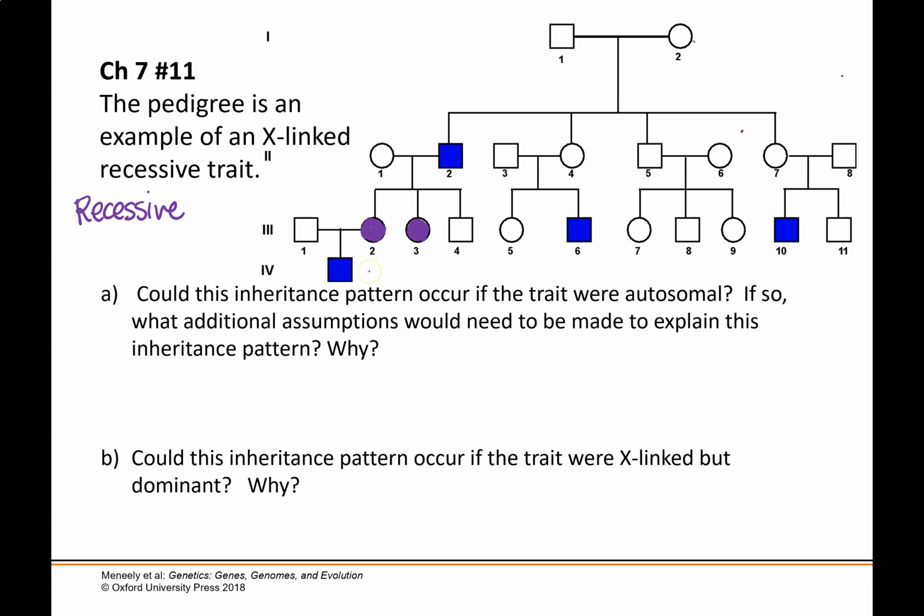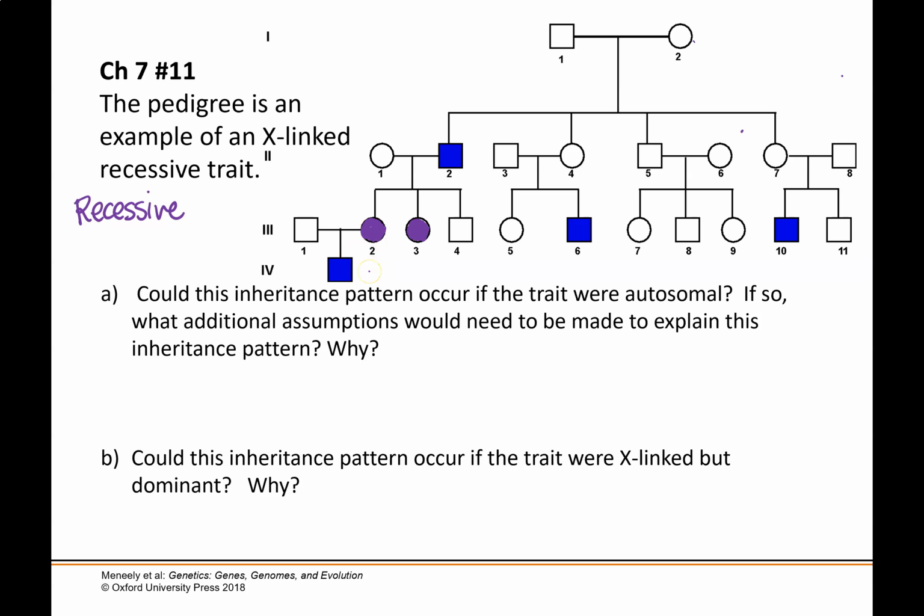Calculate the probability that their first son would be affected by the trait. So individual 3-1, so that's this person here. So what is the probability that her son will be affected by the trait? So let's see, XB, XB. So she's likely to not have it because she is from outside the family.